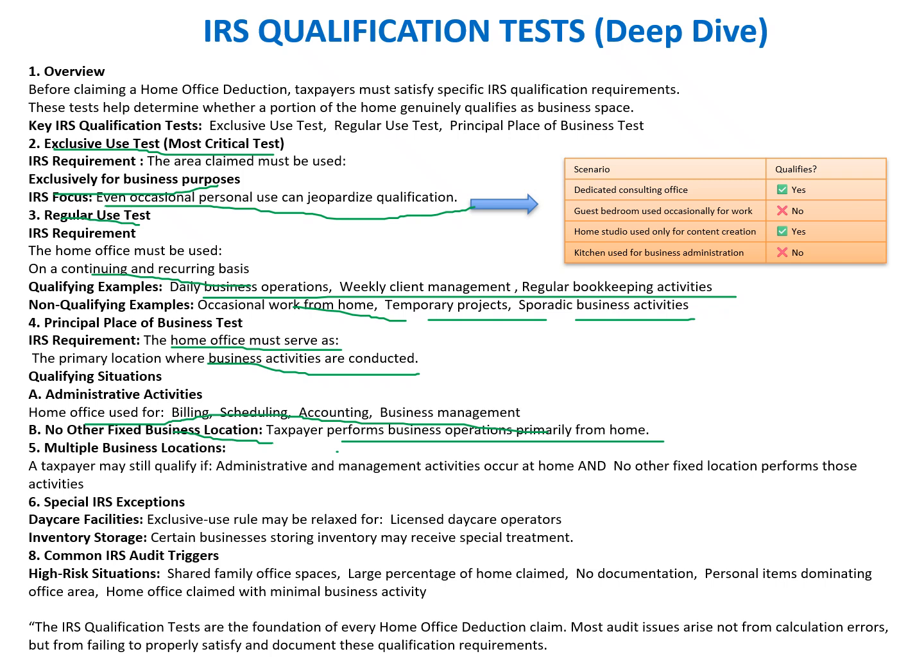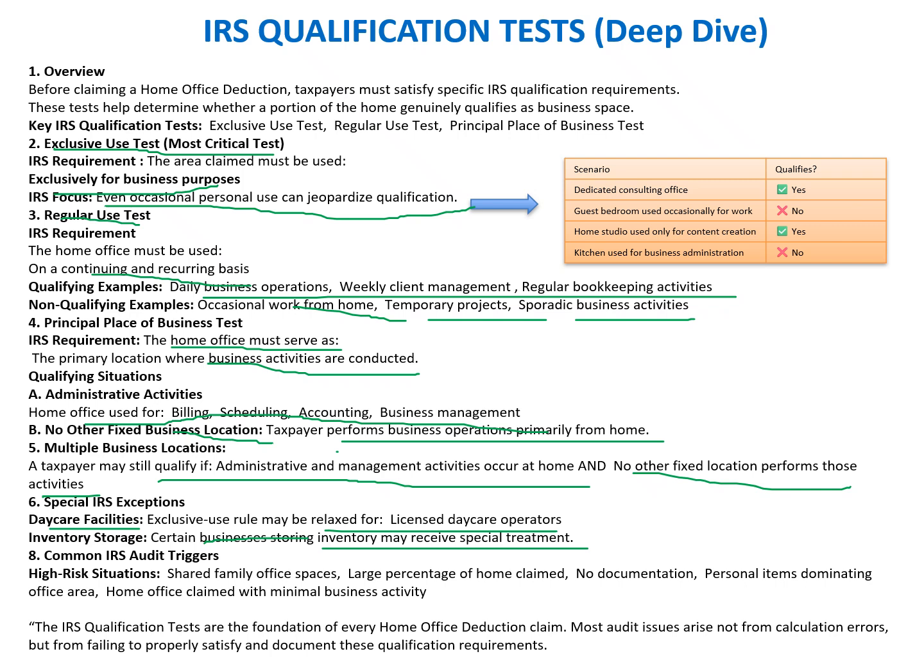Multiple business locations: the taxpayer may still qualify if the administrative and management activities occur at the home and no other fixed location performs these activities. Which means there is a dedicated, specific activity managed from the home, while the rest of the activities are managed from another location, where offices are typically taken on rent. Specifically, the IRS exception is that the daycare facilities exclusive use rule is relaxed only for licensed daycare operators. Inventory storage: certain businesses storing inventory may receive special treatment.